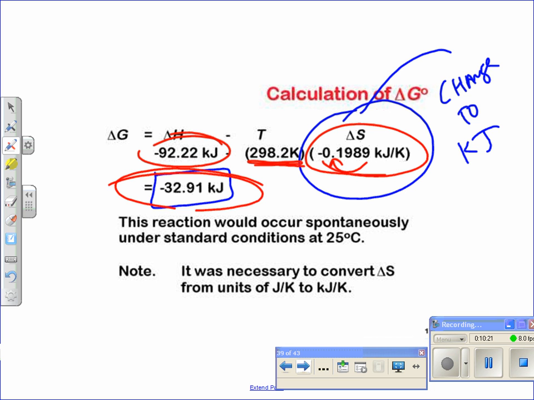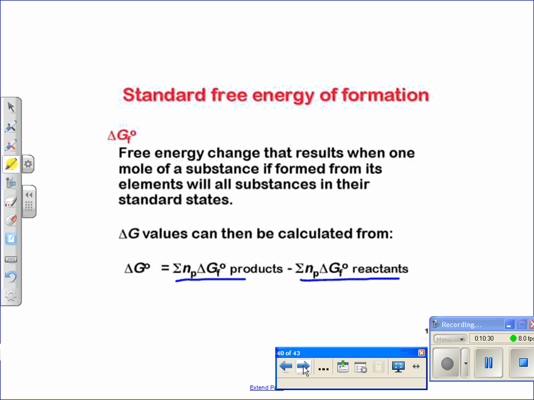We would say that this reaction, we could be sure that the reaction occurs spontaneously at 25 degrees Celsius because the sign for delta G is negative.